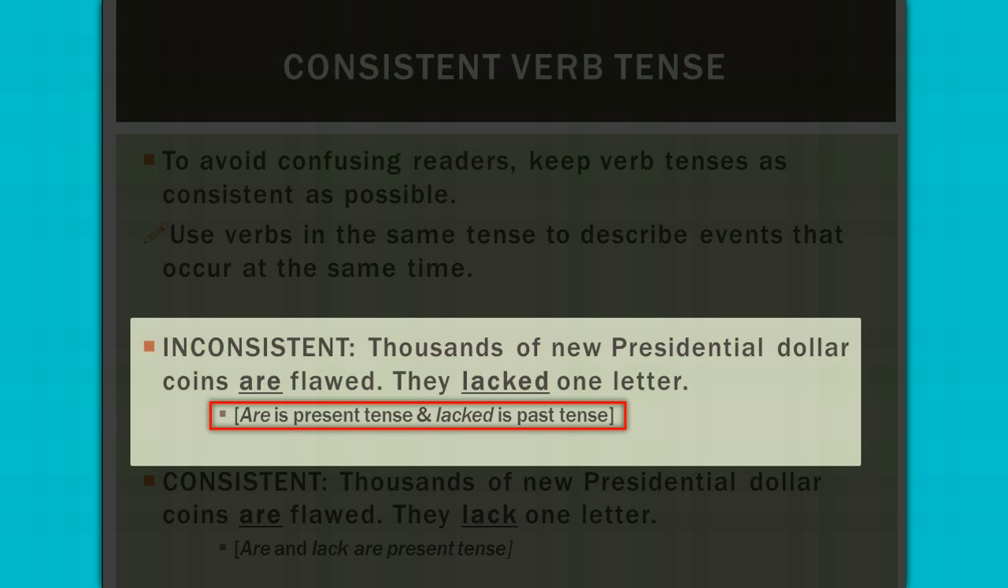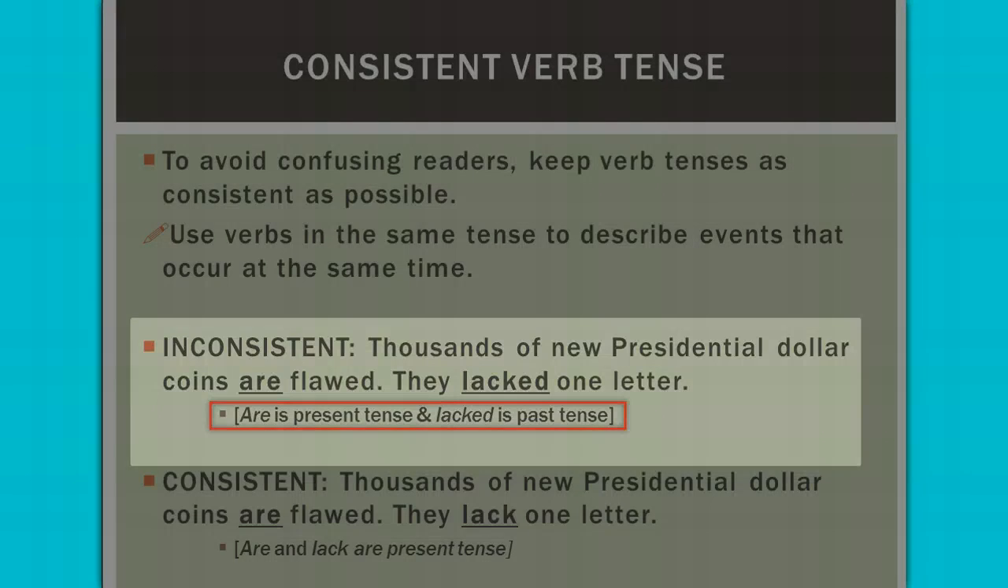Here we have an example of inconsistent verb tense. Thousands of new presidential dollar coins are flawed. They lacked one letter. Notice how "are" is present tense and "lacked" is past tense. Switching verb tense will confuse readers.